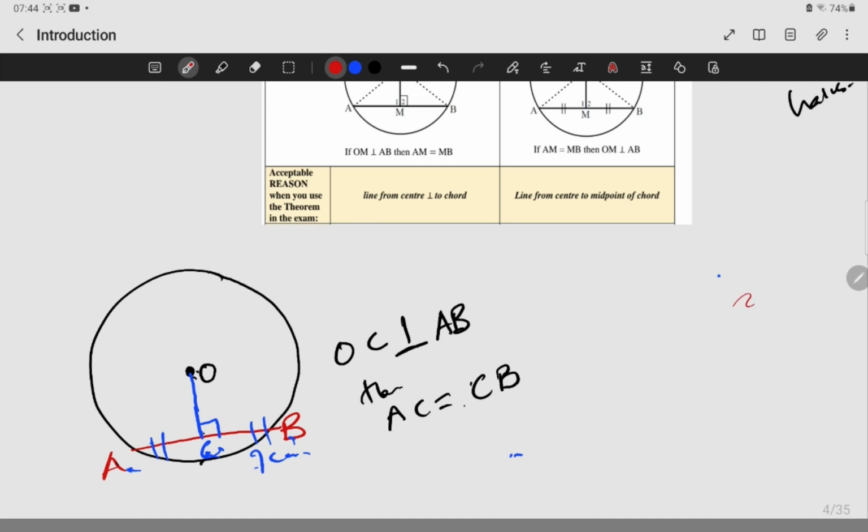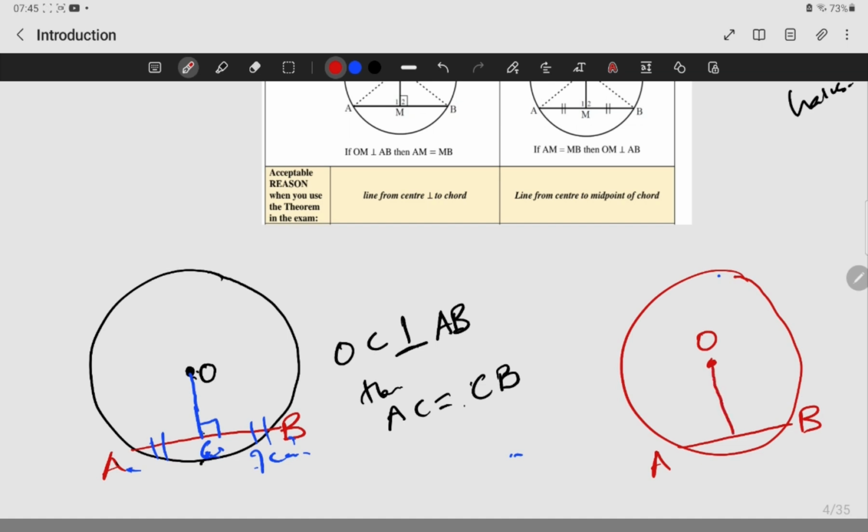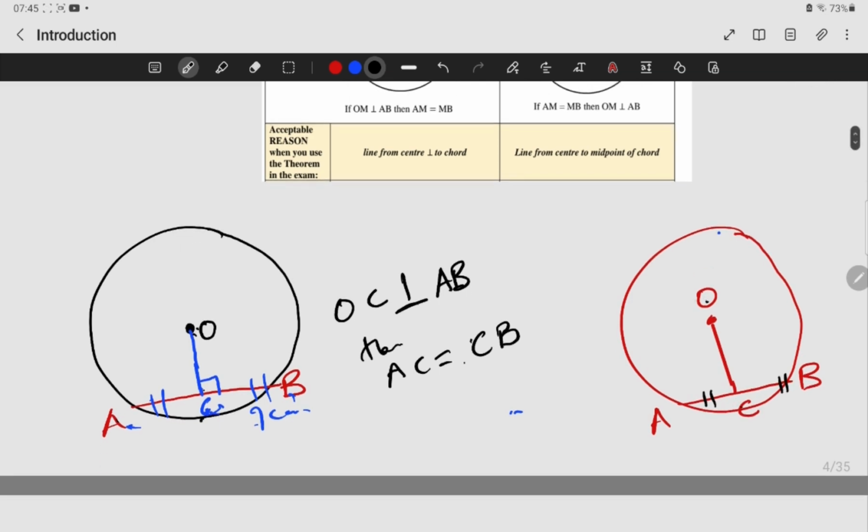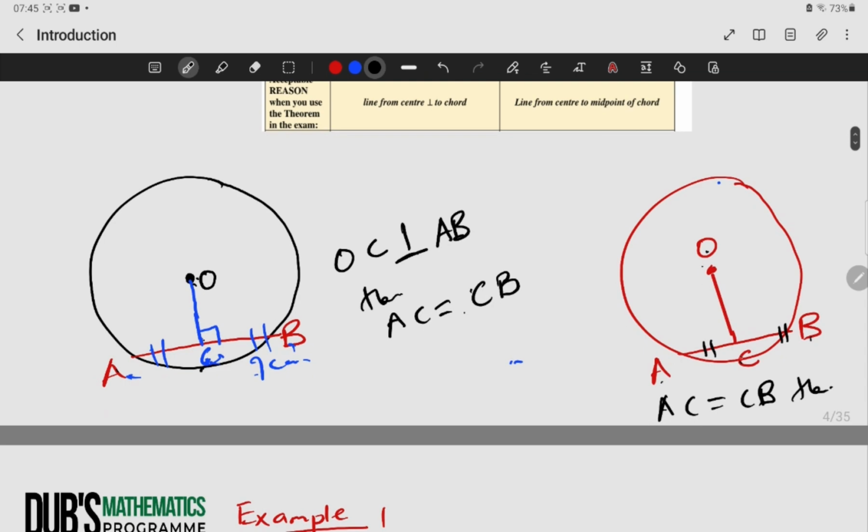For the converse, we're now given a circle, still with a center and a chord, center O, chord AB. We're given a line drawn from the center, and we create a C here. For the converse, we are given that the line drawn from the center bisects the chord, meaning that we're given that AC is equal to CB. What do we conclude? We conclude now that OC is perpendicular to AB.